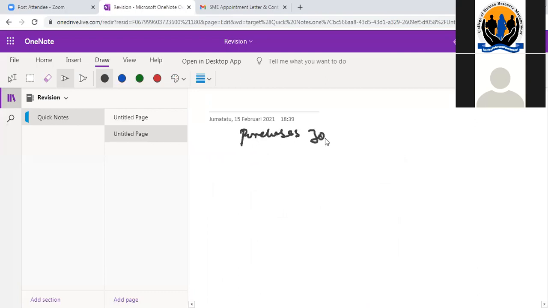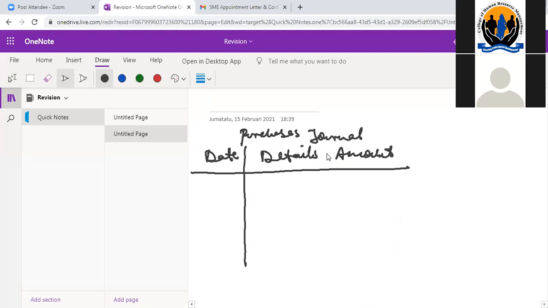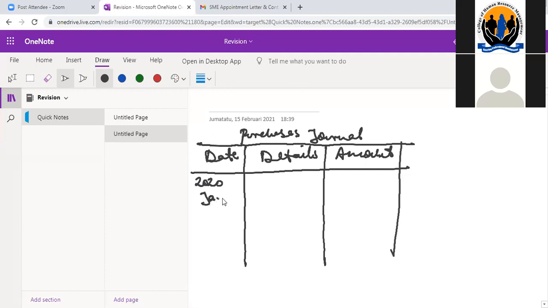The purchases journal, we are going to have the date of the transaction, the details, and then the amount. Because we are purchasing, the details now will contain the names of the suppliers, the persons from whom we bought those goods. Maybe in the same 2020, this is January 4th, we bought goods from Utalii wholesalers. You write Utalii there. Maybe they were worth 8,700.